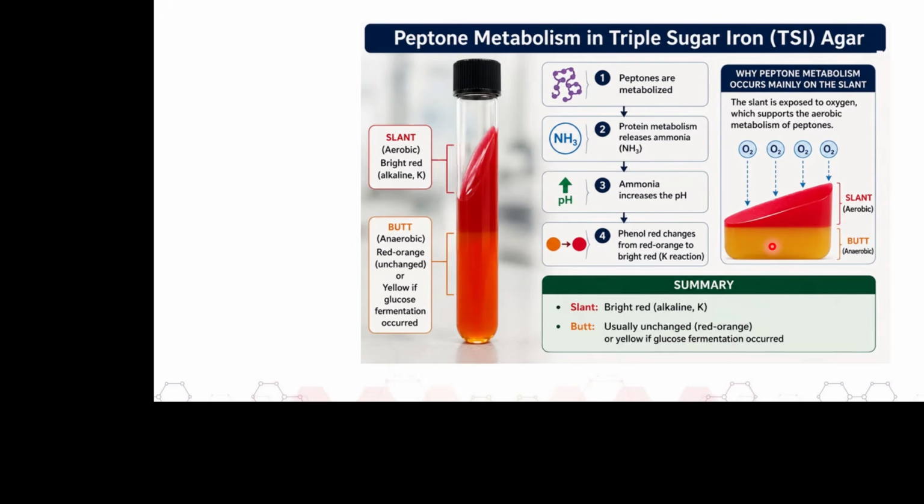So in summary, whenever peptone is metabolized in the TSI agar medium, the red to orange color of the medium changes to deep or bright red on the slant. And if there is no carbohydrate fermentation, the red to orange color of the medium remains unchanged at the butt, but changes color to yellow whenever glucose is fermented.